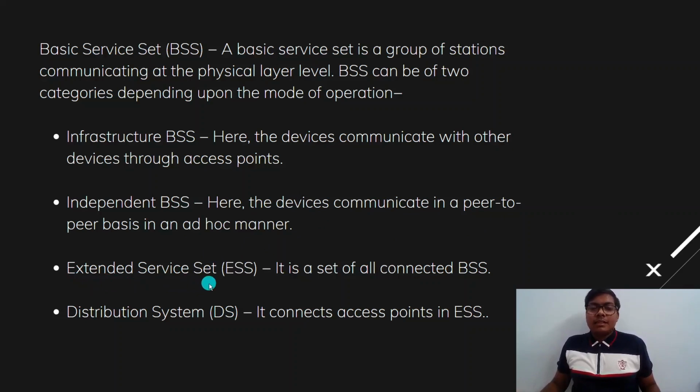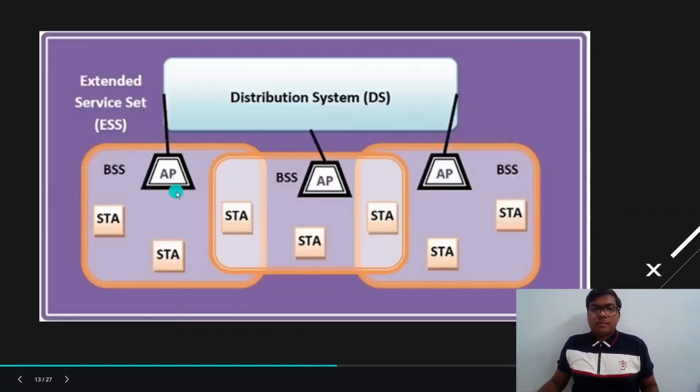Extended service set, ESS. It is a set of all connected BSSs, linked by the distribution system. The distribution system connects all the access points in the ESS. Here is a diagram representing how the distribution system actually is. It is the extended service set.